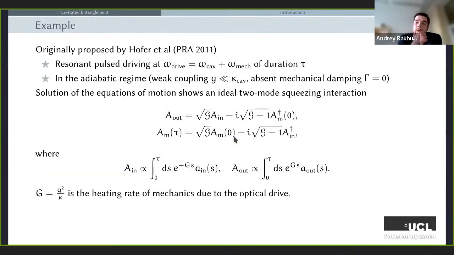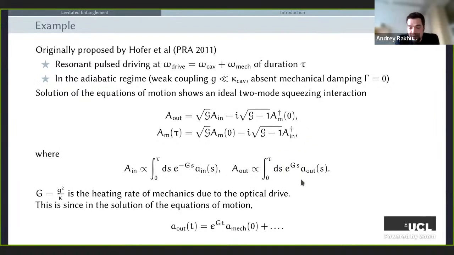If this is true, then we can just write the input-output relations for the mechanical mode and one certain temporal mode of the leaking light. And these input-output relations will have exactly the form of the two-mode squeezing interaction. So exactly the interaction we would like to have. And this one certain temporal mode of the leaking light has a very certain temporal profile, which is defined by the structure of the optomechanical interaction which takes place.